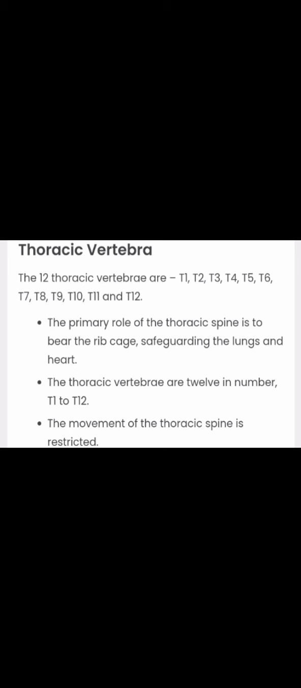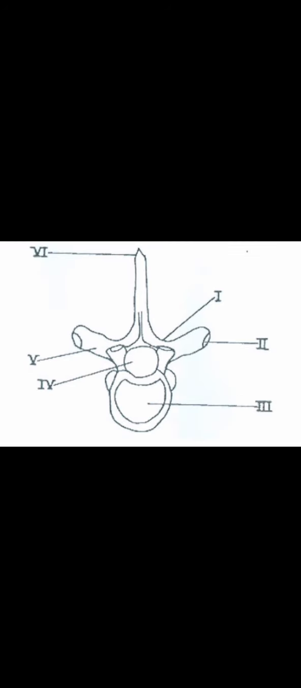Now, the main part of the thoracic vertebrae is the body, or centrum, which is heart-shaped. It's heart-shaped in thoracic vertebrae. They contain ovoid surfaces known as facets on the transverse process, which allow the heads of the ribs to articulate on either side of the body.